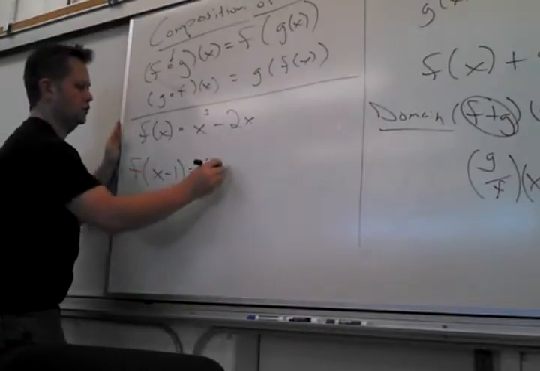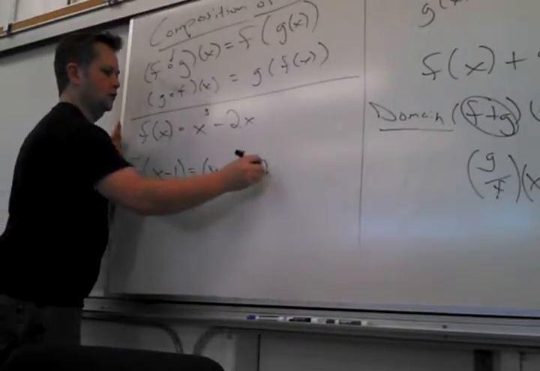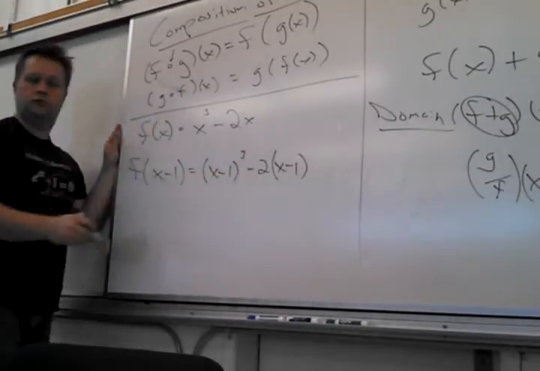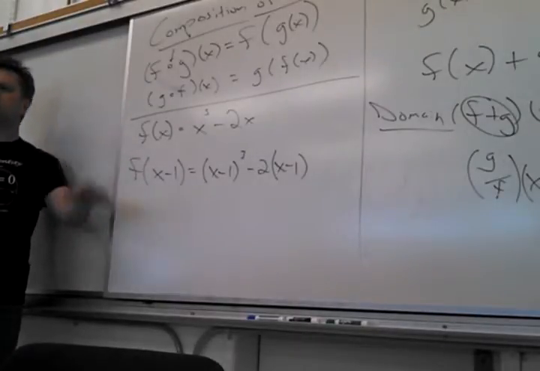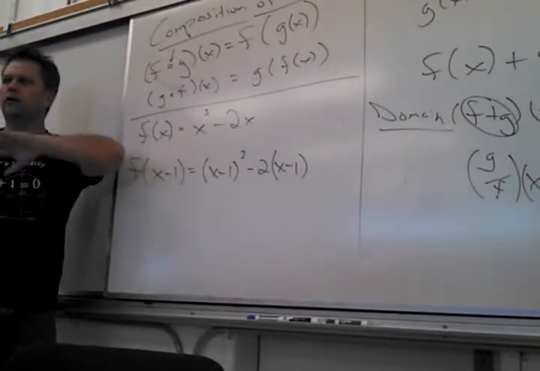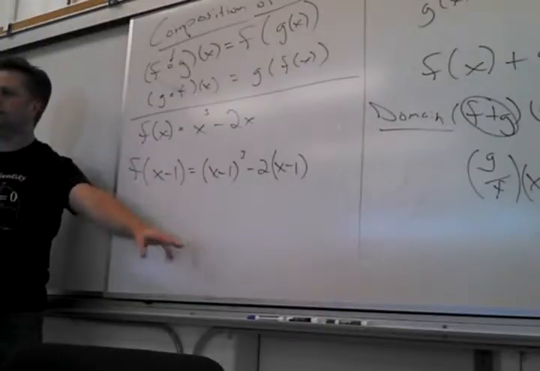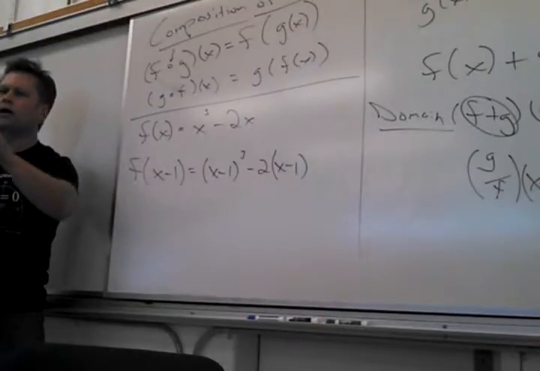Yeah, x minus 1 cubed, minus 2 times x minus 1, right? And then you could, if I wanted you to, FOIL it. But that's basically the idea. And then you can distribute and stuff. You guys with me? Now, watch.